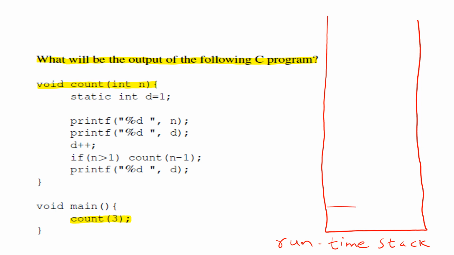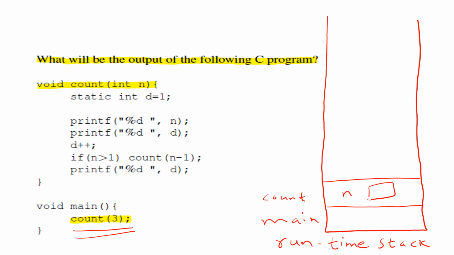The very first function called is main. Now main gives call to this function count. So we call function count, and the value of n, which is a parameter to function count, is 3.